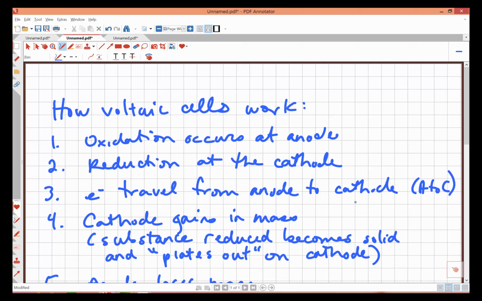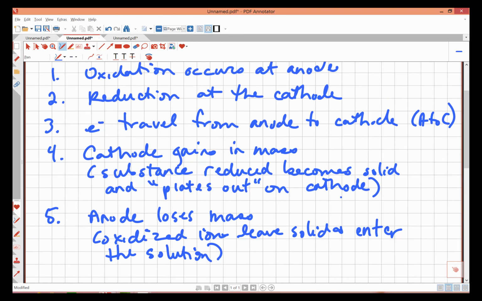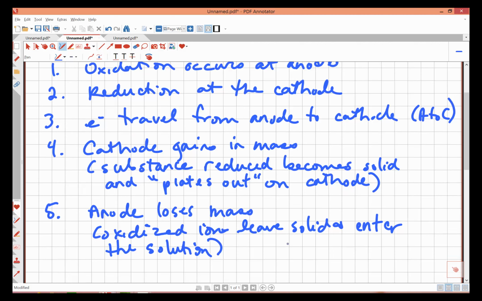All right, we know oxidation is losing electrons, right? So when oxidation occurs at the anode, it releases those electrons and they travel from the anode to the cathode, where reduction occurs, where those electrons are gained. So at the cathode, we're gaining mass, because as that substance is reduced, we're taking ions and converting them to solid. And so they're going to precipitate or plate out on the cathode, as you'll see visually soon. The anode is going to lose mass because that solid is losing electrons and becoming ions in solution.